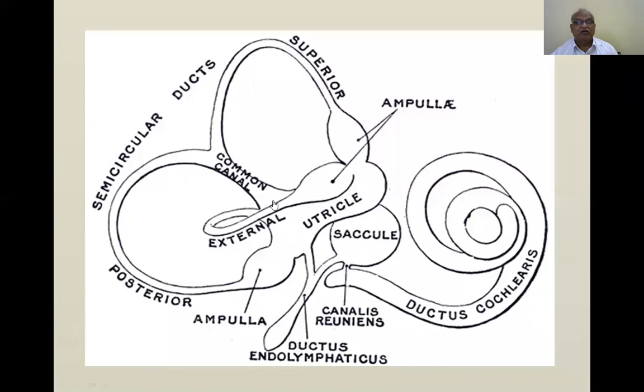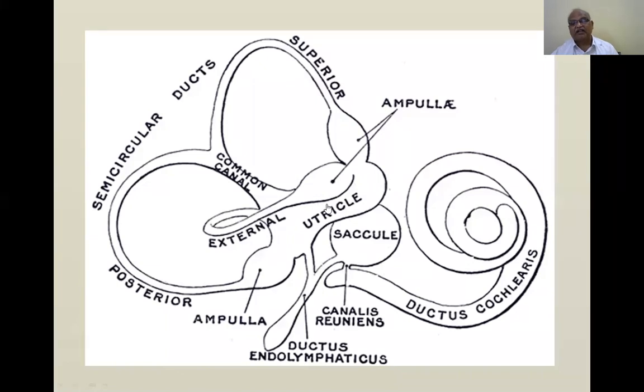Now there are 5 openings: the first opening, second, third, fourth, and fifth. I already told you there are 3 semicircular canals, which have to open into the posterior wall of the vestibule by 6 openings, but there are 5 openings because two of them are united. So there are 5 openings in the vestibule.